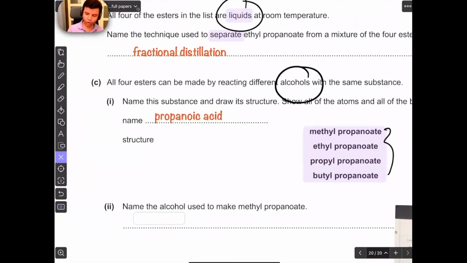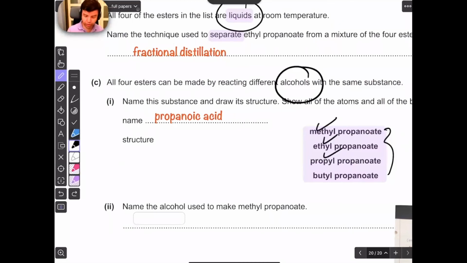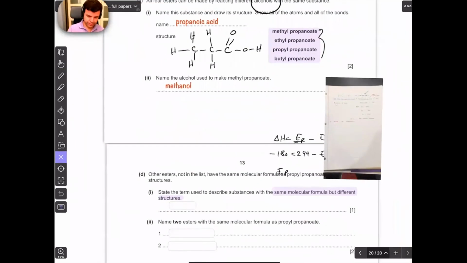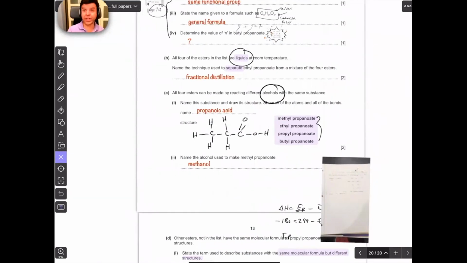So all of these, like this is going to be methanol, right? This is going to be ethanol, propanol, butanol, and they're all reacted with propanoic acid, which has this formula, right? C2H5COOH, all right? That's propanoic acid. And again, what's the name of this alcohol here? It's going to be methanol, all right? Is this clear? Do you have any question from this page?